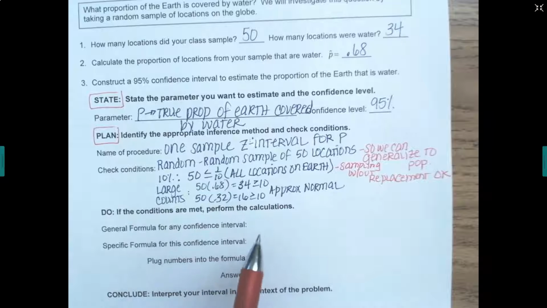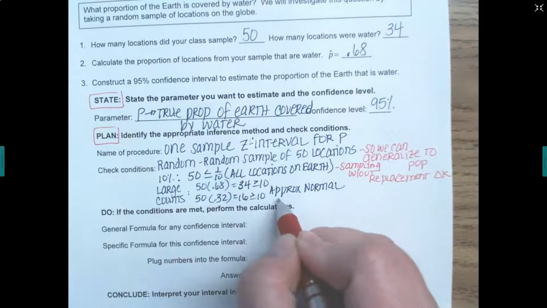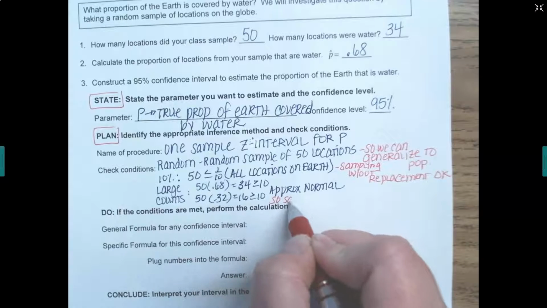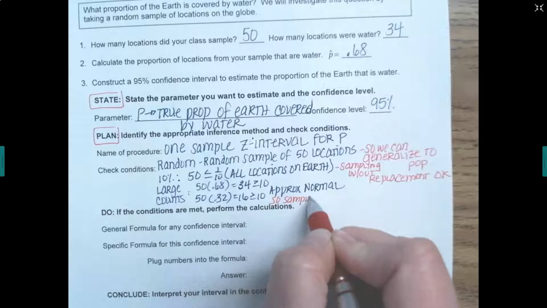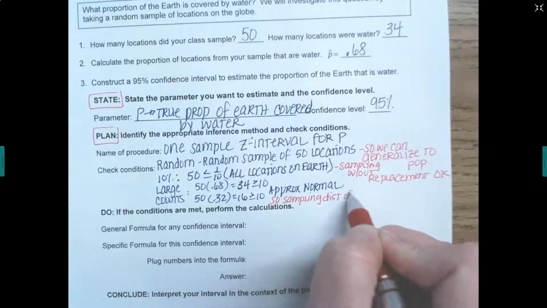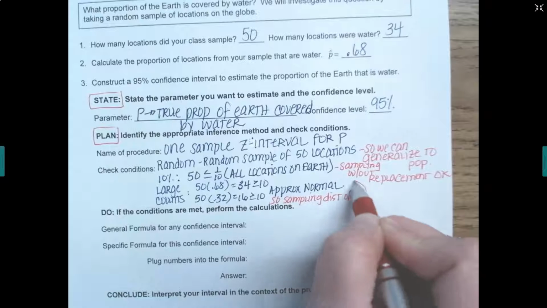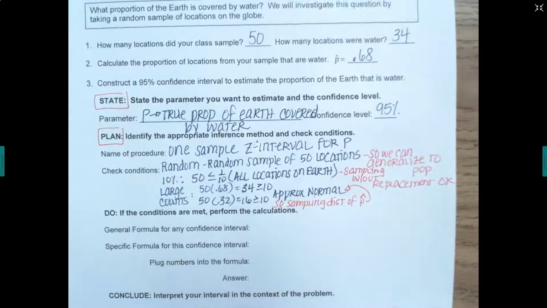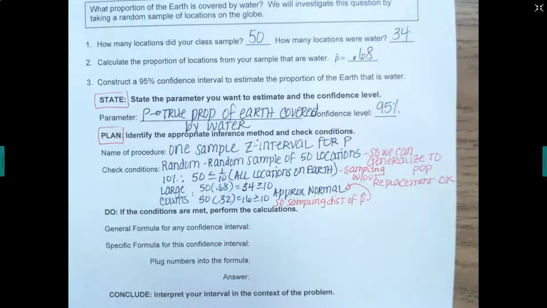And then finally, large counts. It's so the sampling distribution of p hat is approximately normal. Okay, and so they have reasons, and they have to be checked each time. It's part of our formal process here.